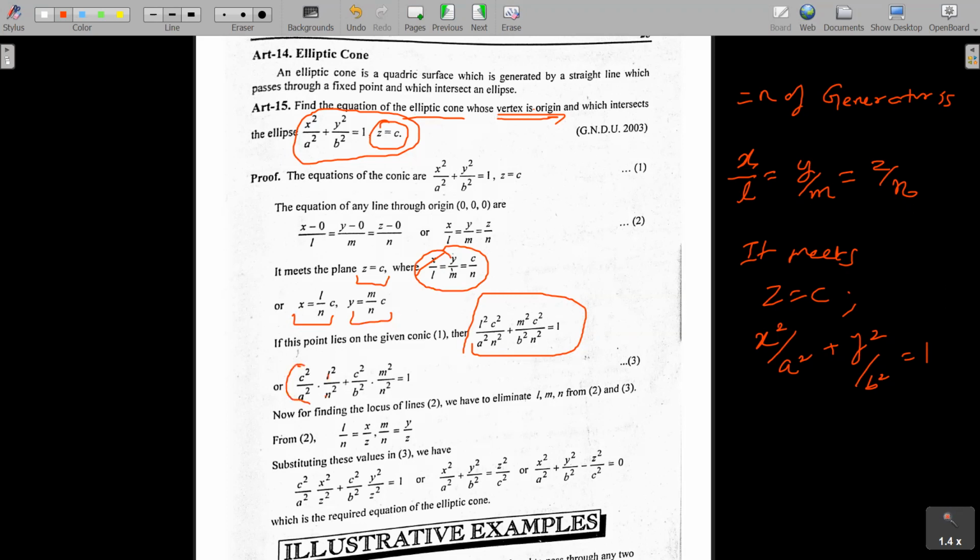Again, if you see L by n, M by n, we have put on our own. So from this equation, what is the value of L by n? L by n is x by z. And M by n is y by z. So that's it. So we have these values, we'll put back and we will get the equation of the cone. Right? So this is known as elliptic cone. So elliptic cone means where you have the guiding curve as the ellipse.